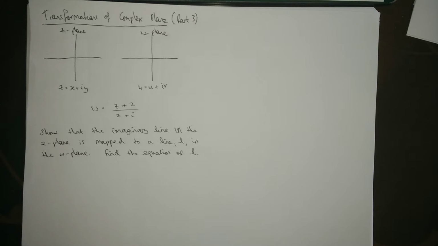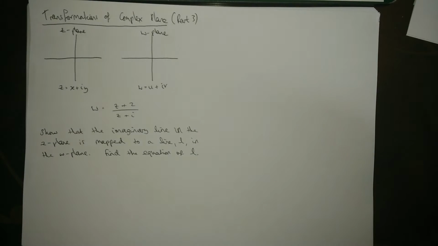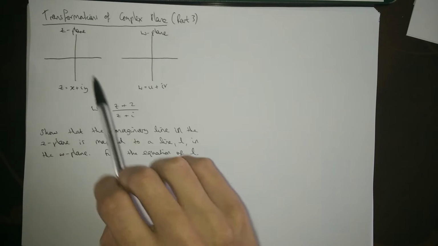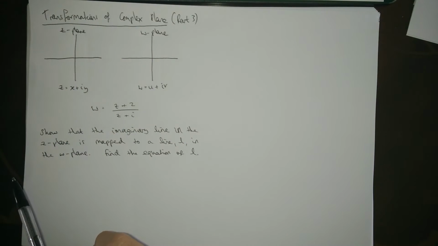Okay, so this is about transformations of the complex plane. This is part 3. In part 2 we looked at basically one long example where we showed that a Mobius transformation could map a line to a circle and sort of showed that was true. Here's another question along the same sort of idea.